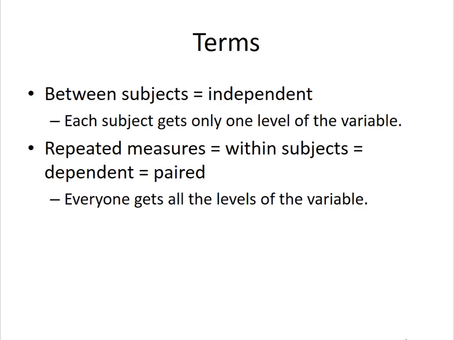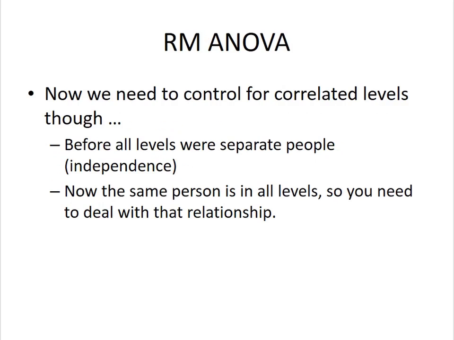Repeated measures, sometimes called within subjects, sometimes called dependent or paired, which is really frustrating to me, but those are all the terms that you will see for repeated measures, where everybody gets all of the levels. Next week, what we're going to cover is mixed designs, where you get one of each, and then I think we have a test. And the whole next test is ANOVAs. But we're getting into repeated measures today, and we'll do mixed next time.